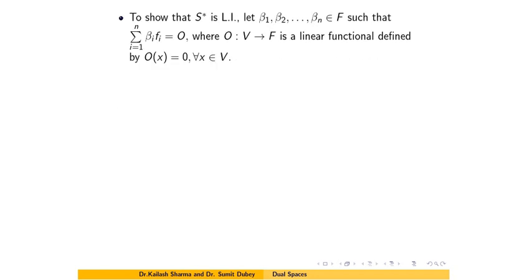To show that S star is linearly independent, take scalars beta 1, beta 2, and so on up to beta n in F, such that the linear combination of f1, f2, and so on up to fn by scalars beta 1, beta 2, and so on up to beta n is O, where O is a linear functional on V defined like this: O x equal to 0 for all x in V. That is, O is the zero linear functional.